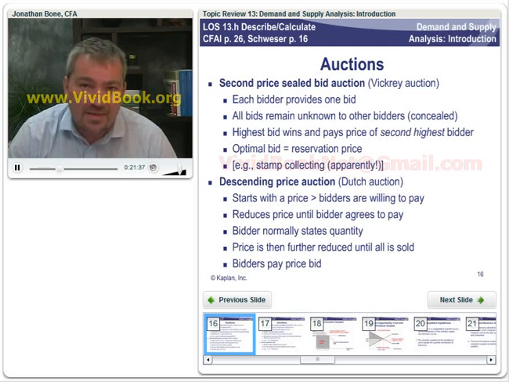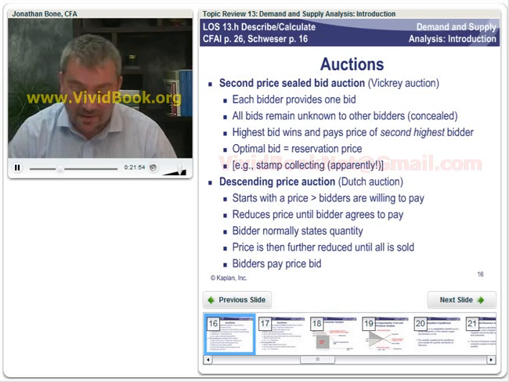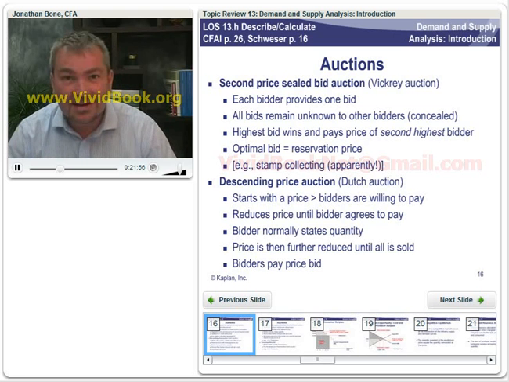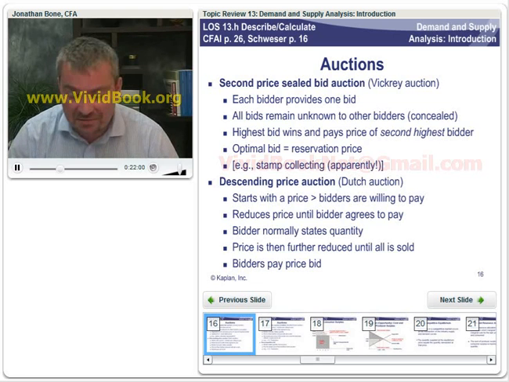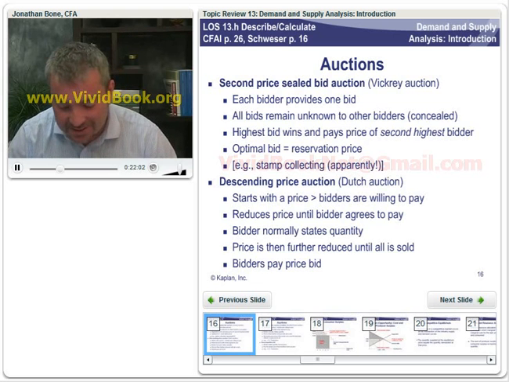Now, in this case, we argue that your optimal bid price is your reservation price, because all you want to do is win the auction. And when you do win the auction, you're not going to pay your reservation price. You're going to pay the second highest bid. Okay. And apparently, as you can see, they do this in the world of stamp collecting. We'll have to take Swayze's word for that one. If that's what they say, I'm sure that's how it works.